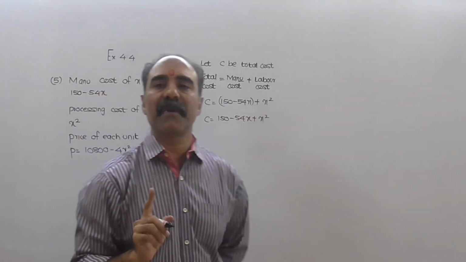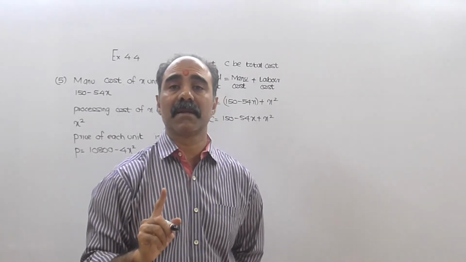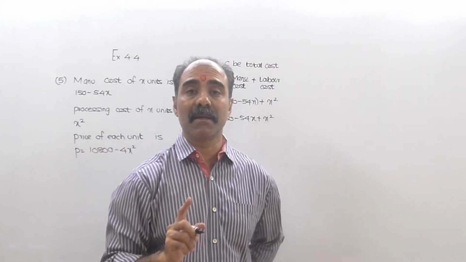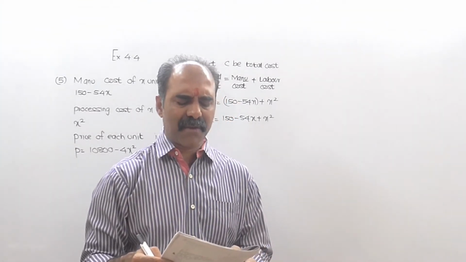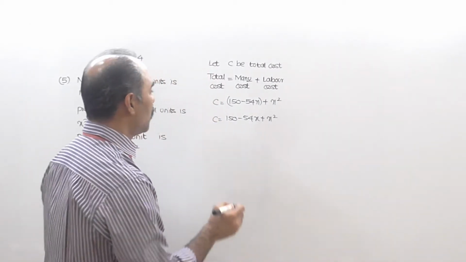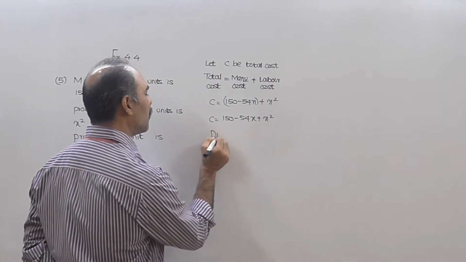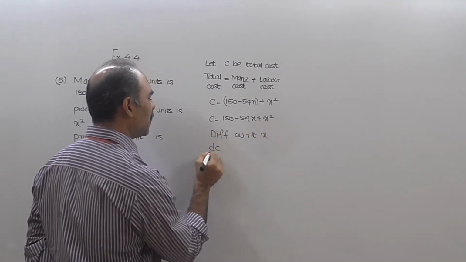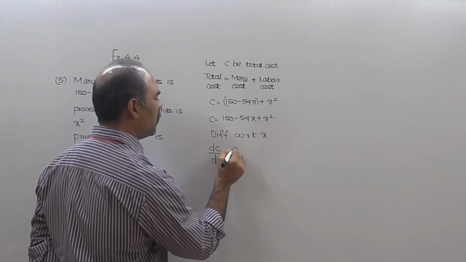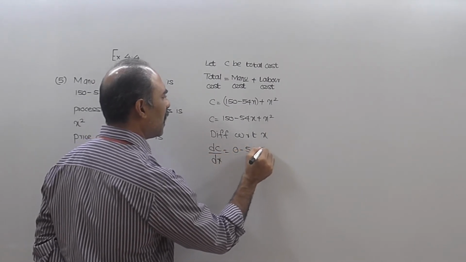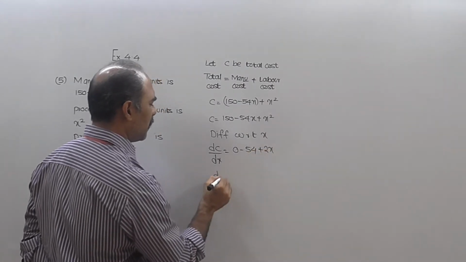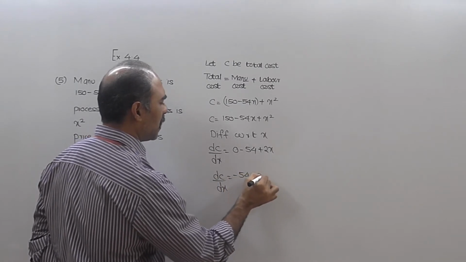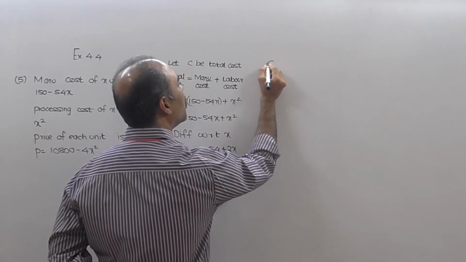The question is telling that find the value of x for which the total cost is decreasing. Check the question. So whether it is increasing or decreasing, first you have to differentiate with respect to x. So I think we get here dC upon dx. This will be 0, this will be minus 54, and this will be 2x. So dC by dx equal to minus 54 plus 2x.